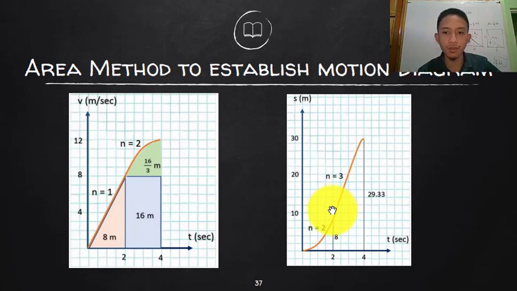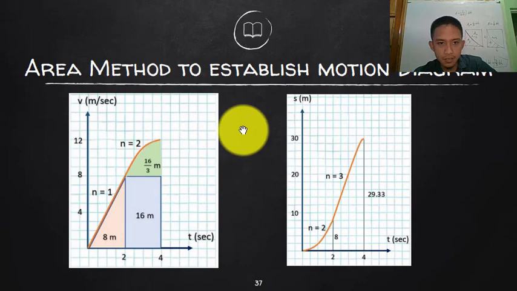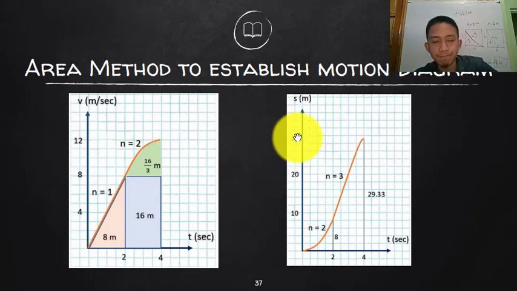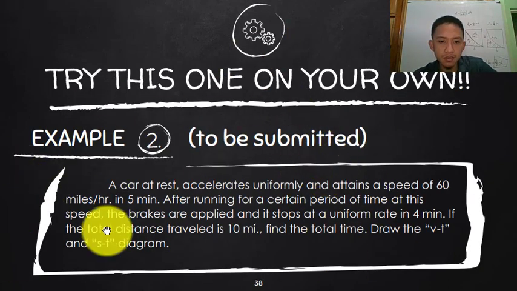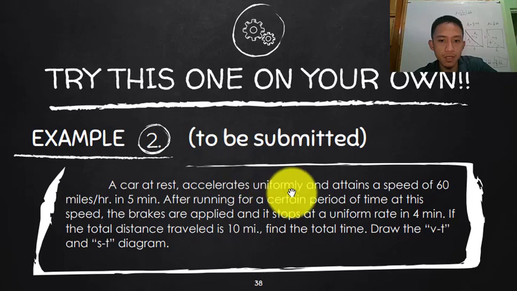Again, it will be very, very helpful if you do not have a single type of motion all throughout the movement, just like this. There are 2 types of motion from 0 to 4 seconds. Okay, so that is your motion curves, and then area method, establishing your motion curves. Okay, so try this one. Please try this one. This is a problem solving.